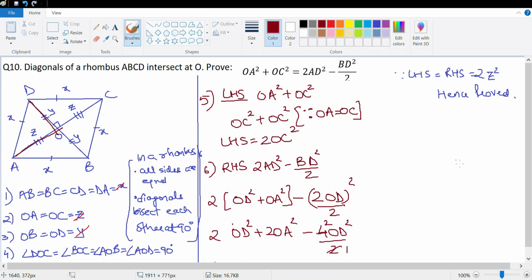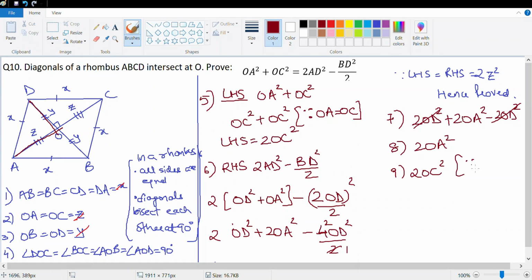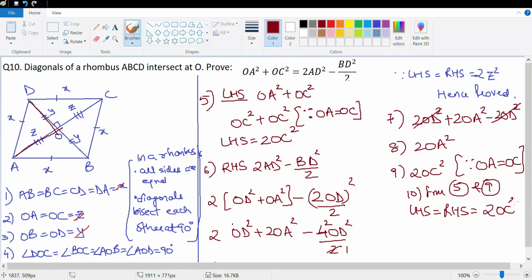What we have is point number 7: 2 OD square plus 2 OA square minus 2 OD square. Negative 2 OD square and plus 2 OD square get cancelled, which is equal to 2 OA square. Which is equal to 2 OC square, since OA is equal to OC. So from 5 and 9, LHS is equal to RHS is equal to 2 times OC square. Hence proved.